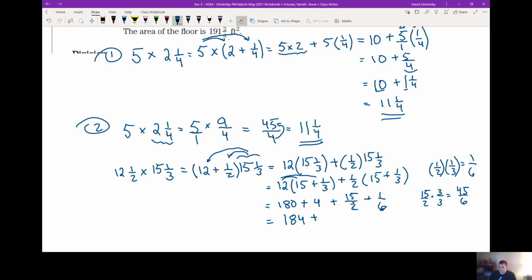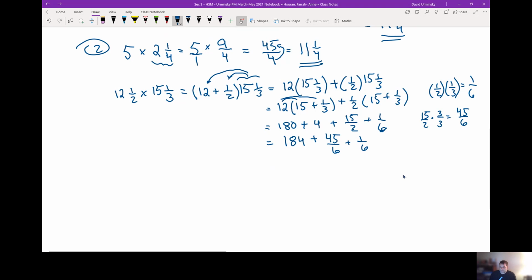All right, so let's look at what this becomes. So this becomes 45 over 6 plus 1 over 6. And we get 184 plus 46 over 6. Good. Okay, so now the question is, can we reduce, or maybe we can write this 46 over 6 as a whole number, or rather a mixed number.